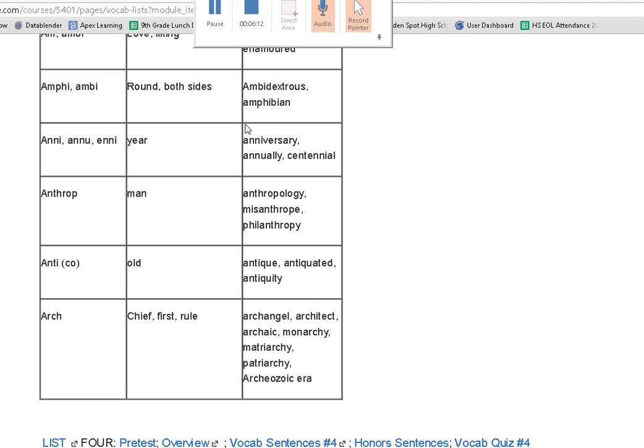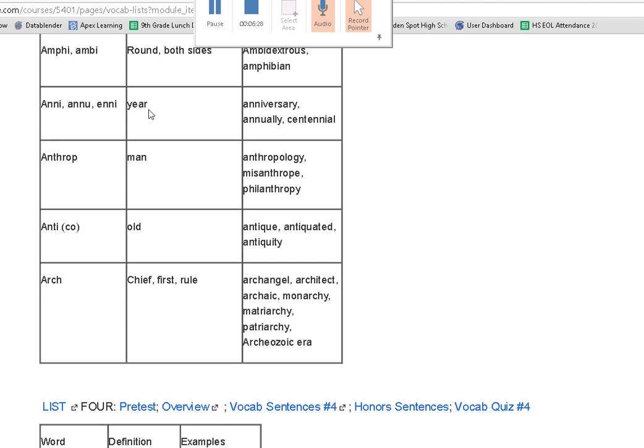Amphi and ambi, round or both. Ambidextrous, you can use both hands. An amphibian, you know what that is. They can be on the ground or in the water. That's where the amphi comes in. And then ann, enn, and annu all mean year. If you do something annually, you do it every year, once a year. Your anniversary, the mark of 1 year's worth of time.